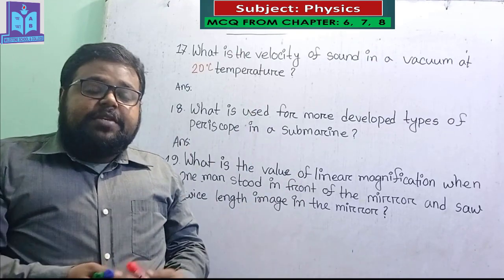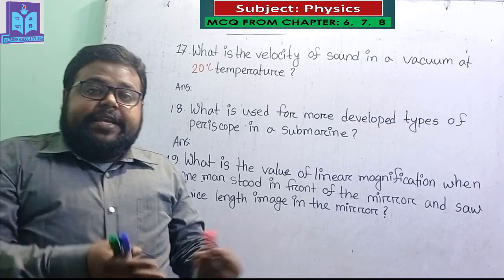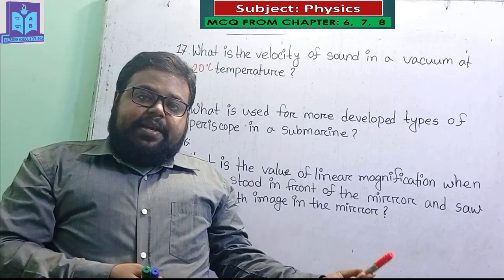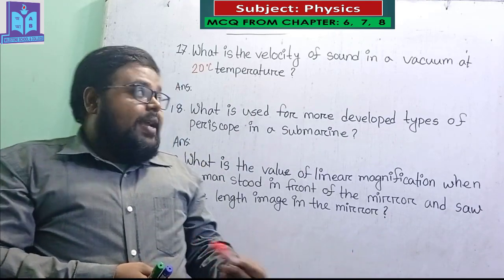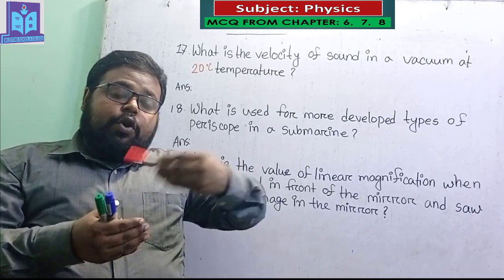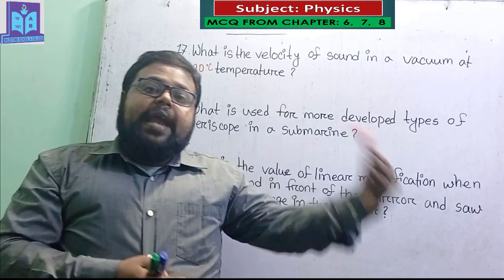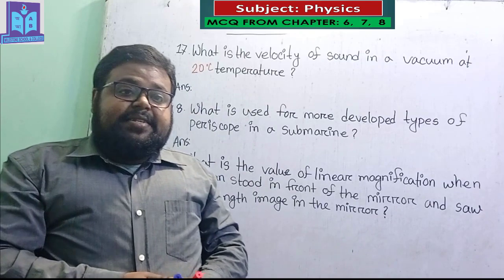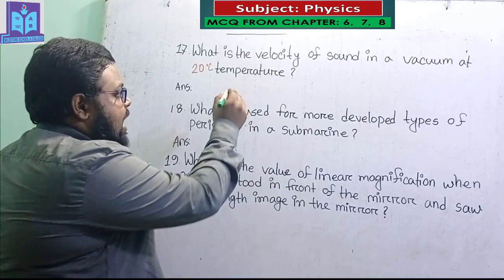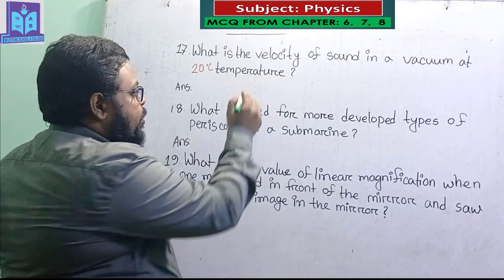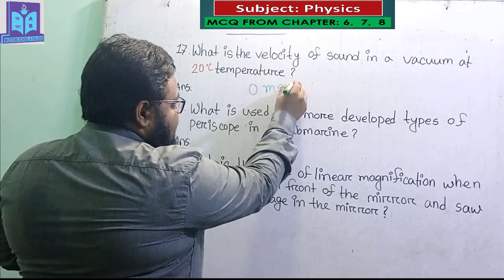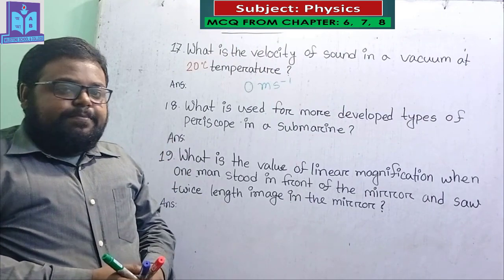In vacuum space, there is no medium to carry the sound from one place to another place. Okay, that's why in the vacuum space, the sound will not go from one place to another place. At 20 degrees Celsius temperature in the vacuum space, the speed of sound or the velocity of sound will be 0 meter per second.